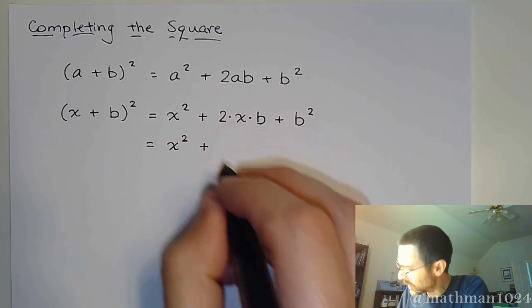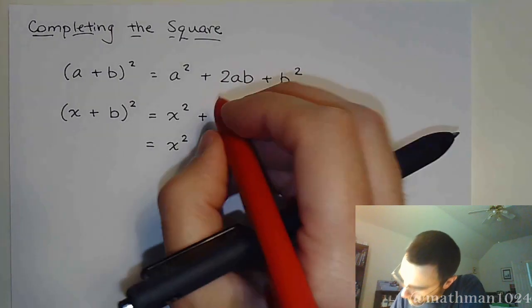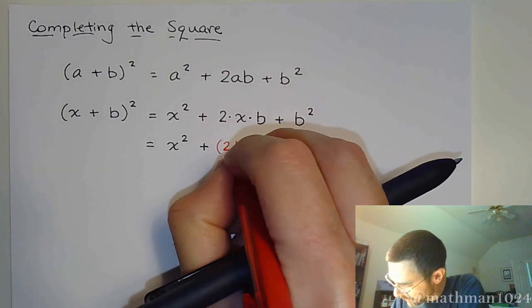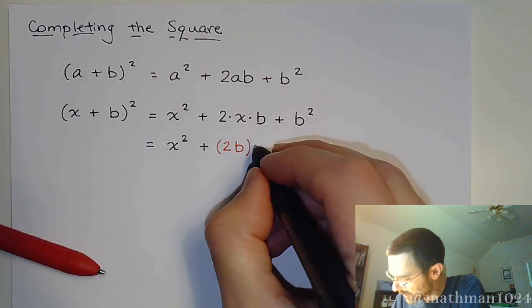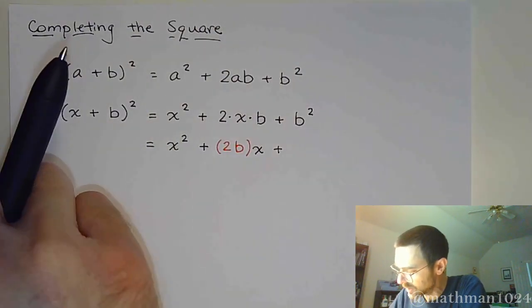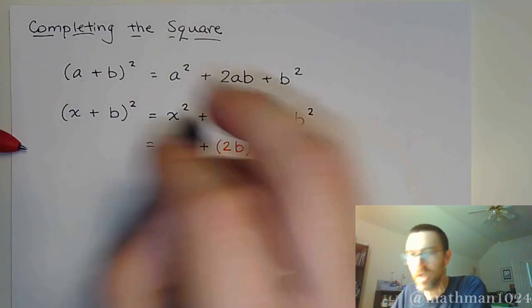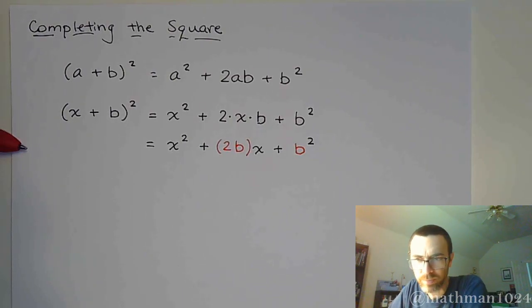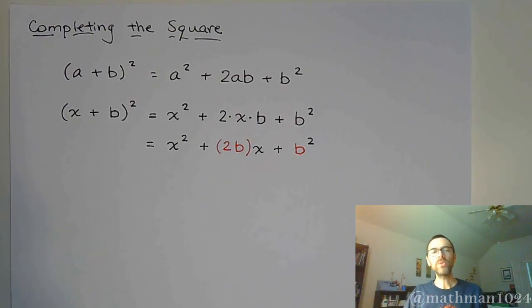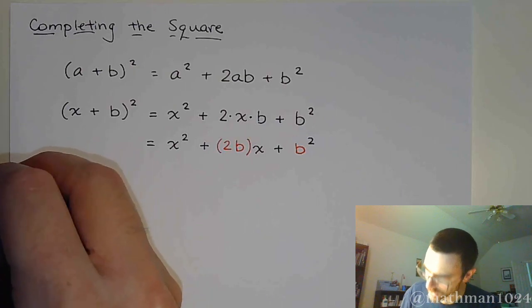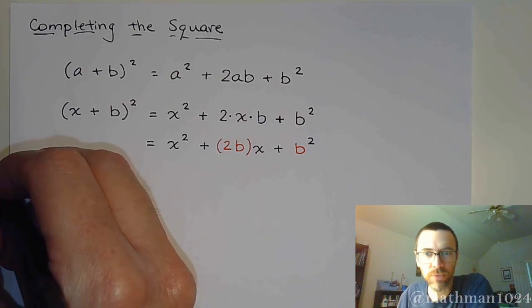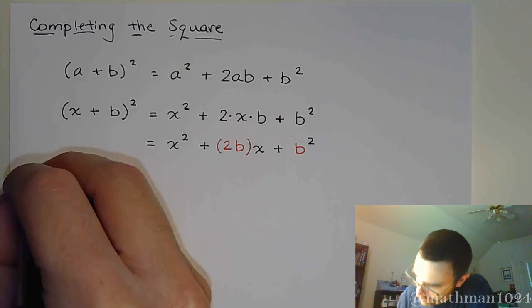So we have x squared plus, let's write this as 2b times x plus b squared. Just kind of putting the emphasis there on the b. And so we're going to use this idea to help us solve some equations that can't be solved by factoring and also can't be solved by using the square root property. Okay, so we're just going to go through an example. We're going to kind of formalize the steps here in just a moment.